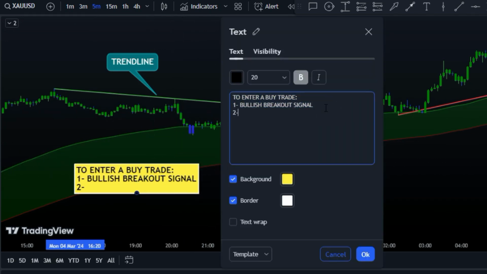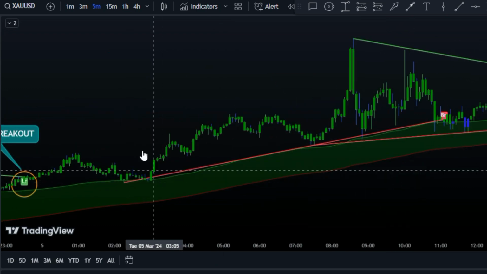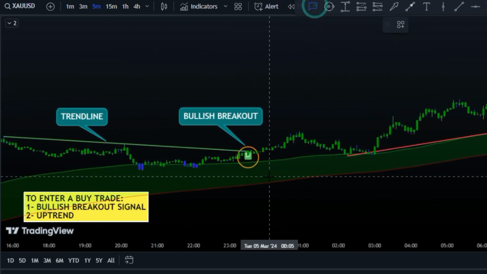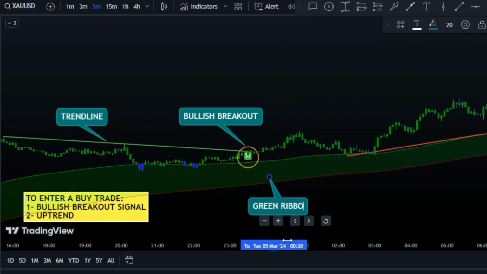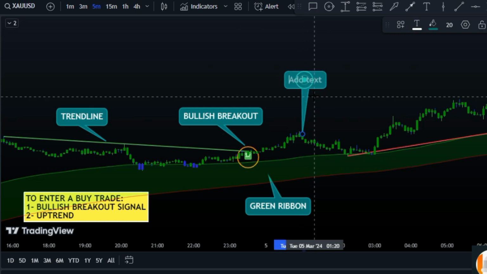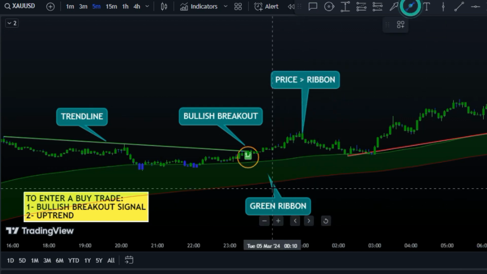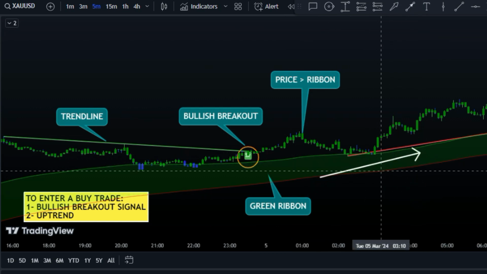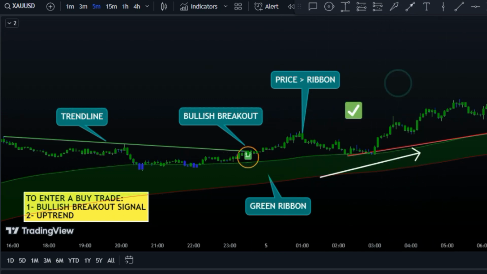Next, double check that the trend is really moving upward by glancing at the MA ribbon color bars indicator. If the price is above the ribbon, you're all set. So, once you've confirmed both conditions, it's time to enter a buy trade.